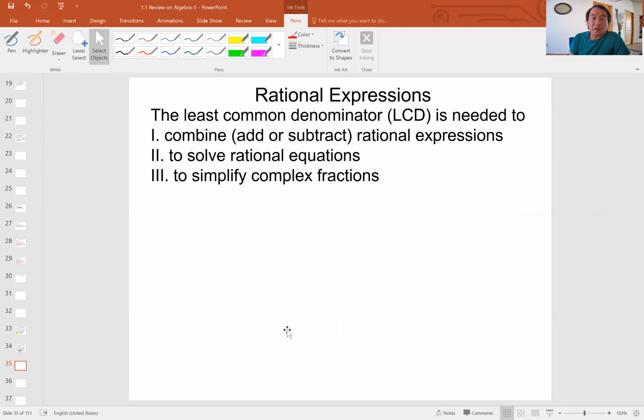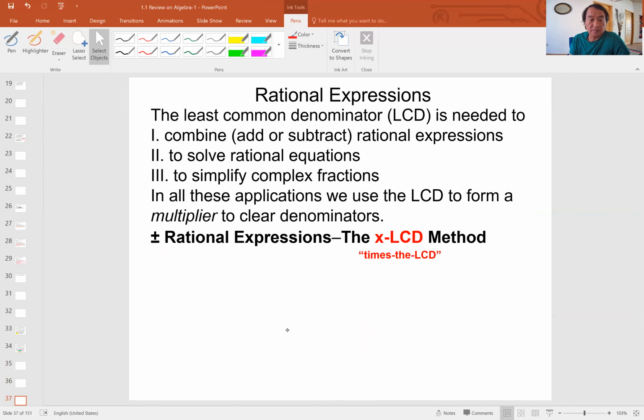How do we handle fractional formulas? We're going to use a lot of the following techniques. We're going to use the least common denominator to do the following things. For example, okay.